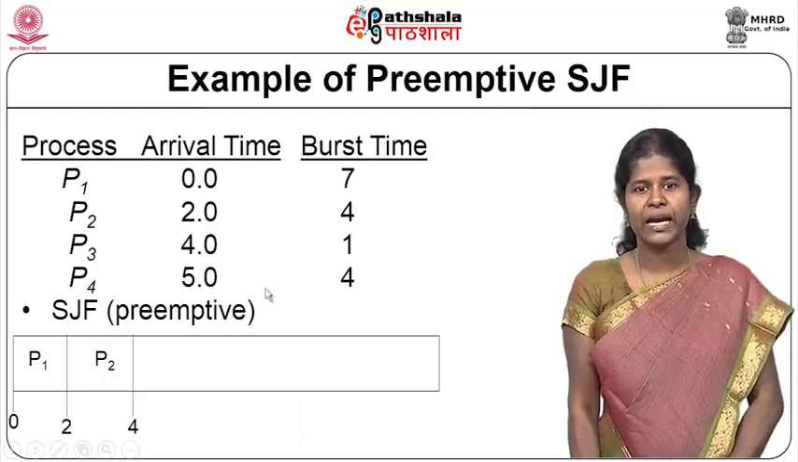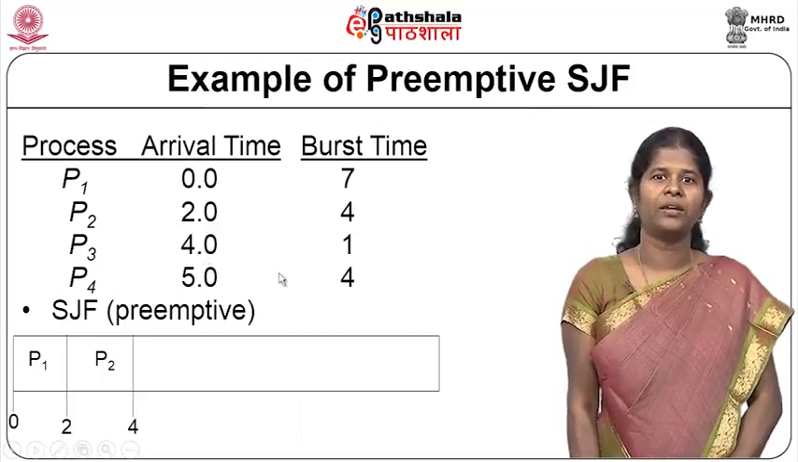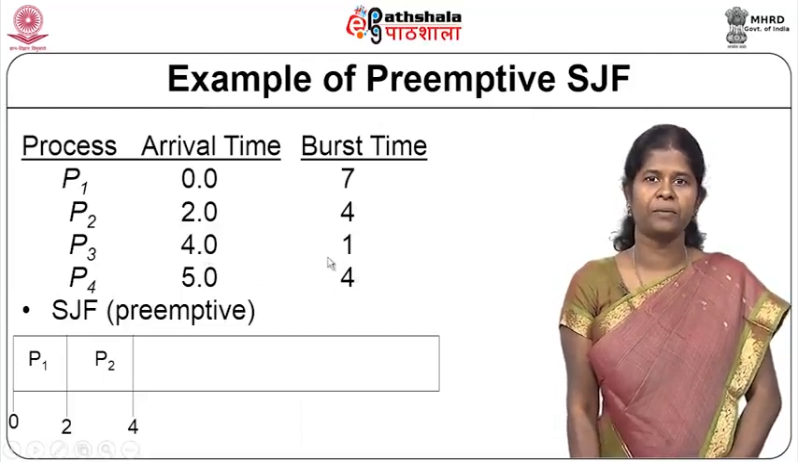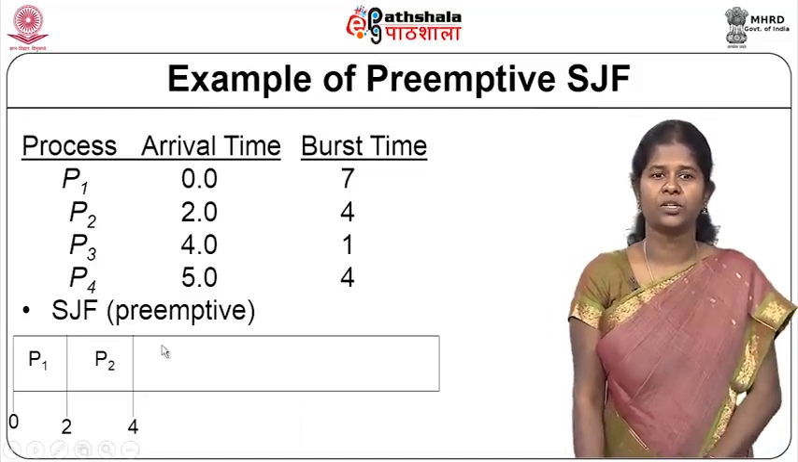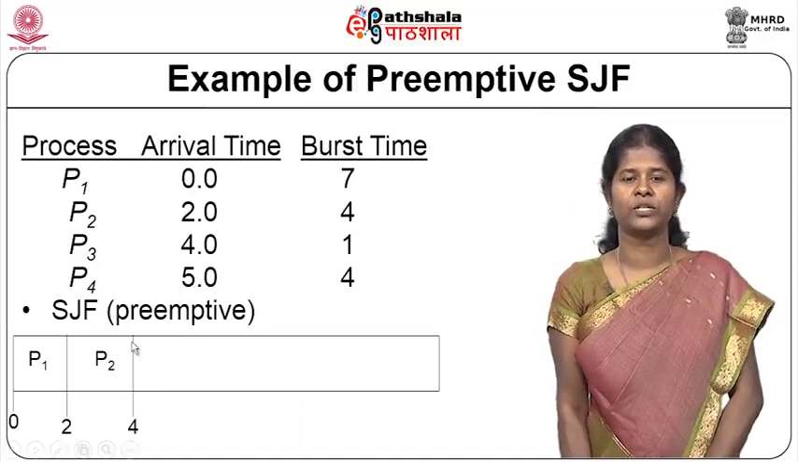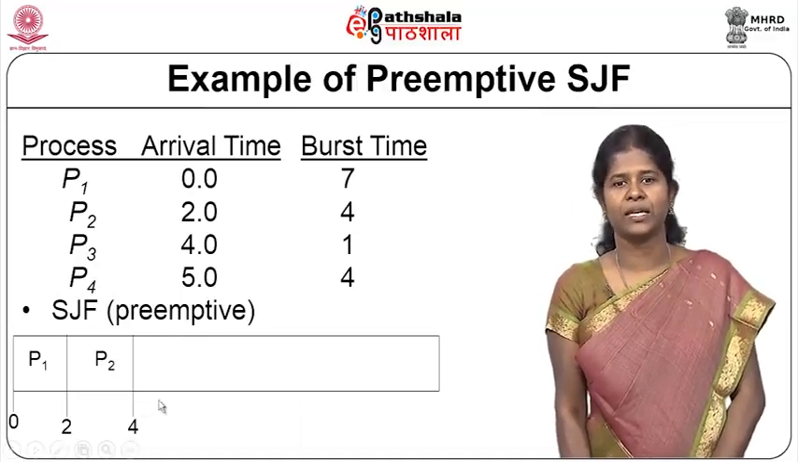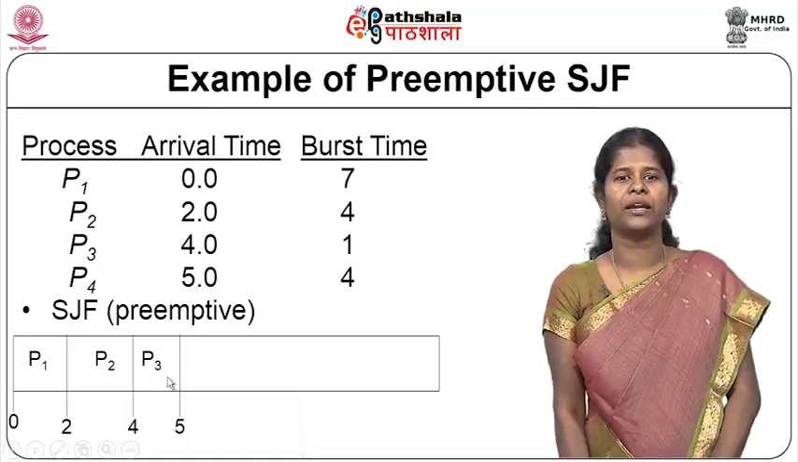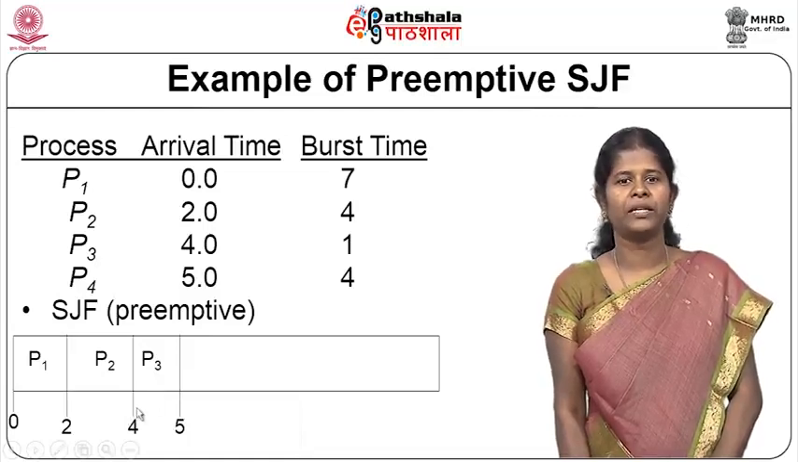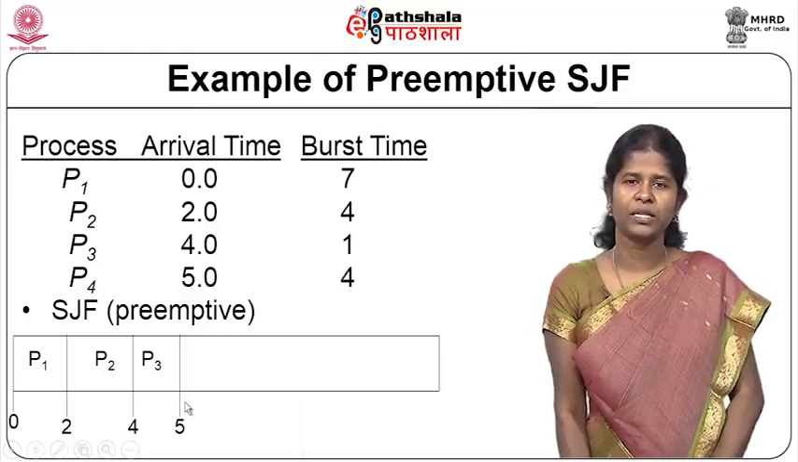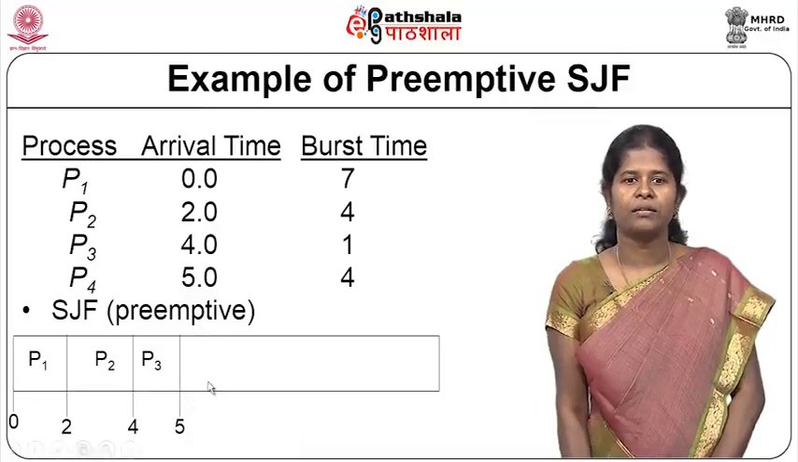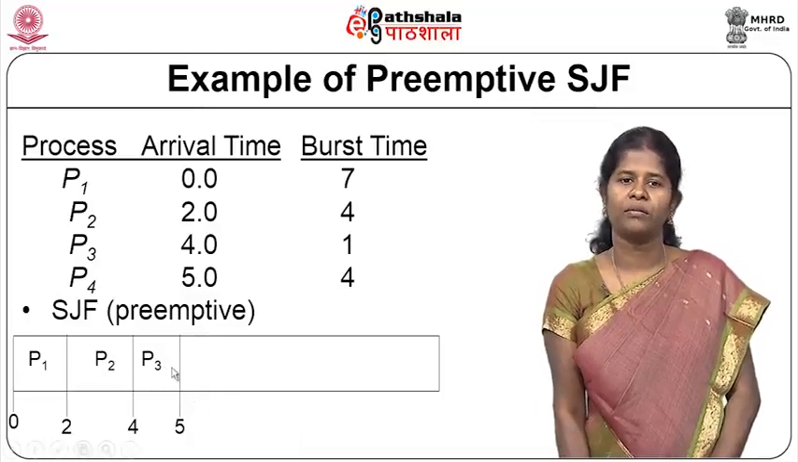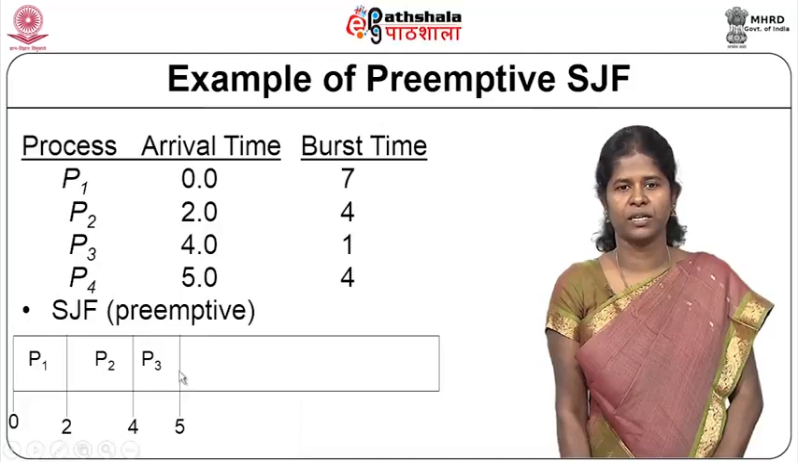So, we see that there is another process P3 which needs only less amount of time compared to process P2, and we preempt, and what is done? P2 is preempted and P3 is given the CPU. P3 needs 1 millisecond time to finish off the CPU burst. It finishes off the CPU burst and it is terminated, or basically P3 leaves the CPU.